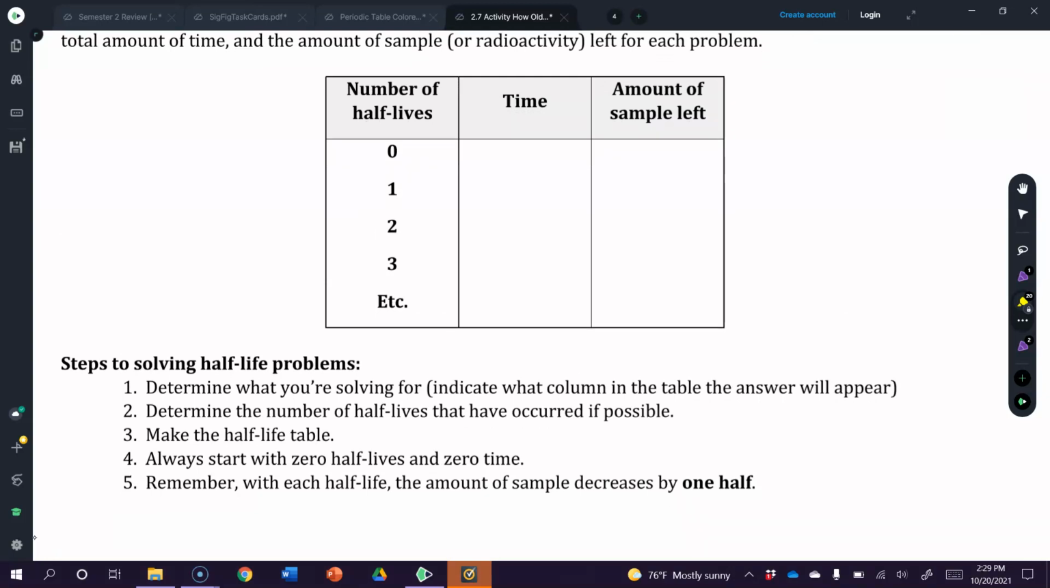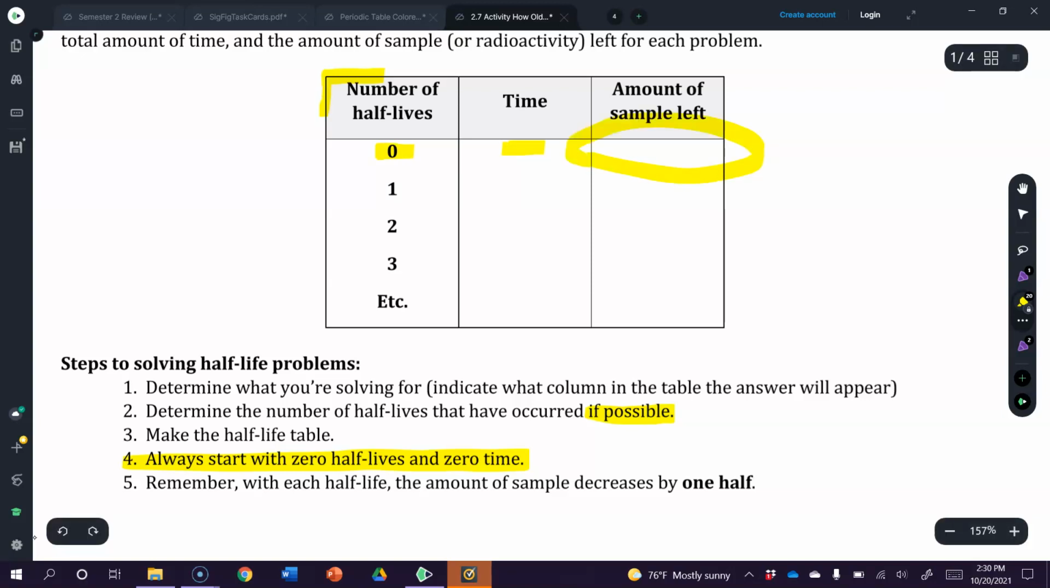The first is always figure out what you're looking for, so determine what you're solving for. The second step is to determine the number of half-lives that have occurred, if possible. If you are solving for the half-life, or how long the half-life is, you will not be able to do step 2. The third is to make the table here. And the fourth is to always start with 0 half-lives and 0 time. So here and here will always be 0.